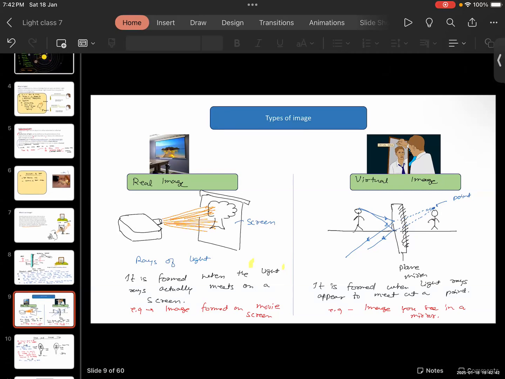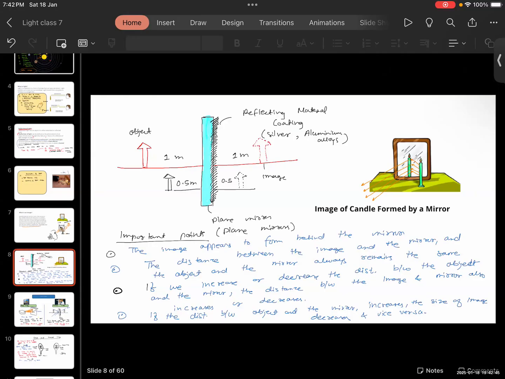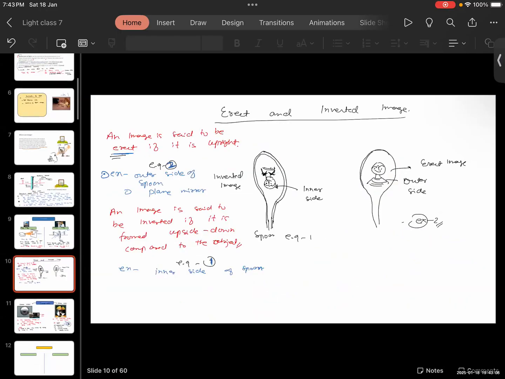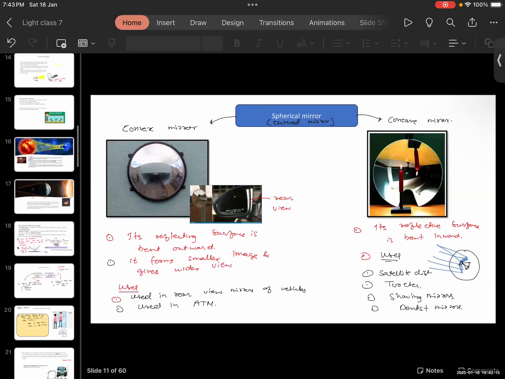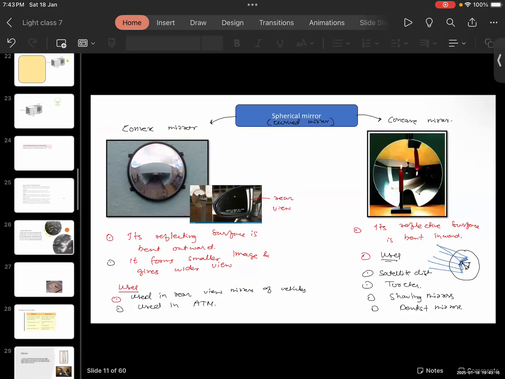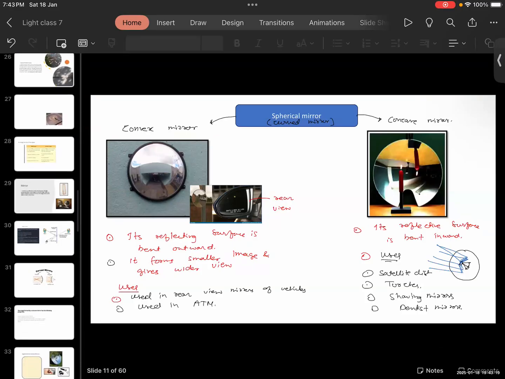Then we also learned about how images form in a plane mirror. What are the properties of images formed in a plane mirror, right? Like the image appears to form behind the mirror. Getting it? And the distance between the object and the mirror is the same as the distance between the image and the mirror. If you increase or decrease this distance, the distance between the image and the mirror also increases or decreases like that. Further, we learned about erect and inverted images also. And we were learning about spherical mirrors. So you have two types of spherical mirrors, namely concave and convex mirrors, right?